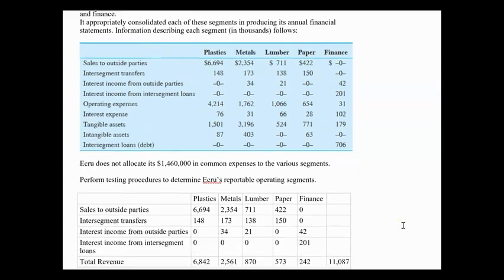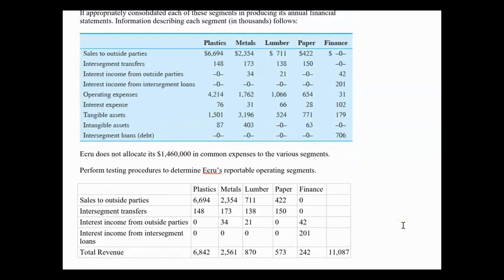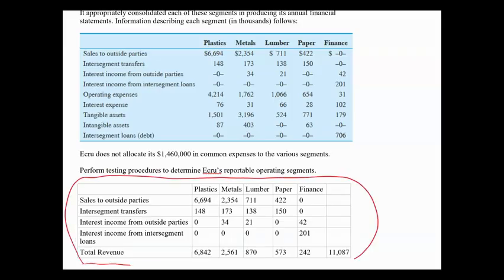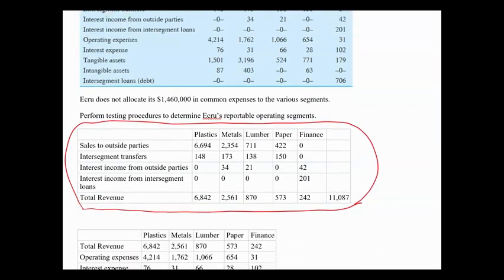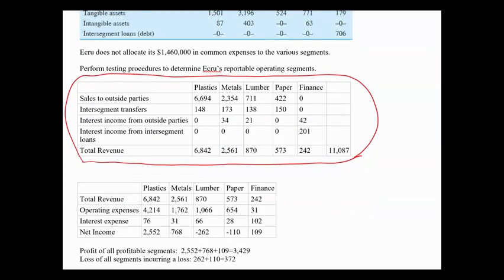it's reportable. Okay, so the first test I'm going to do is the revenue test. To perform the revenue test, first we calculate the total revenue of each segment. Here I provide this table to show you the calculation. The total revenue for each segment equals the sales to outside parties plus inter-segment transfers plus interest income from outside parties and interest income from inter-segment loans.